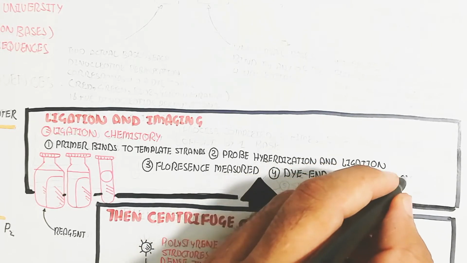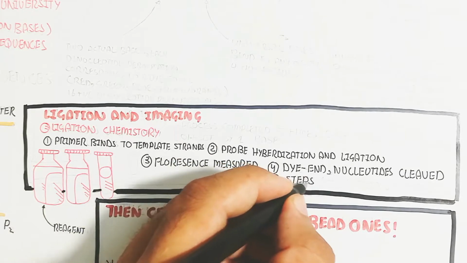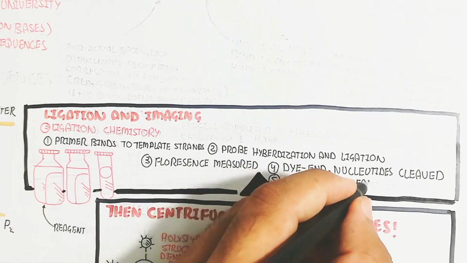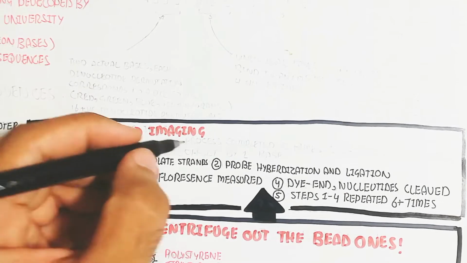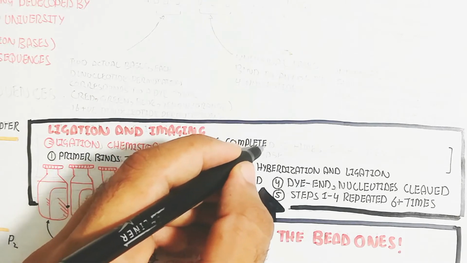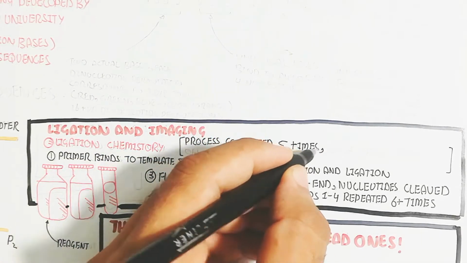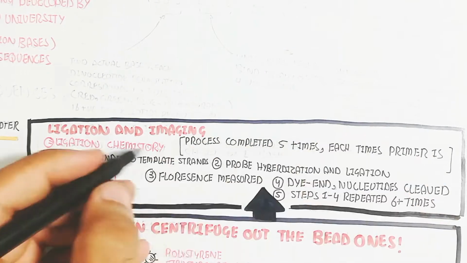Steps 1 to 4 are repeated 6 times, to produce more amplification and produce a color, the fluorescence. So remember, the dye and nucleotide are cleaved, and steps 1 to 4 are repeated 6 times.